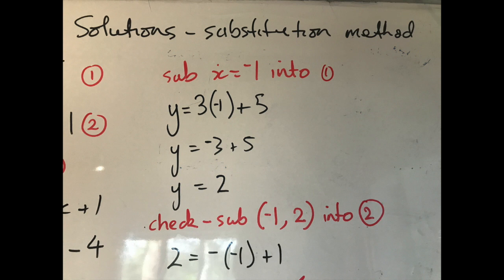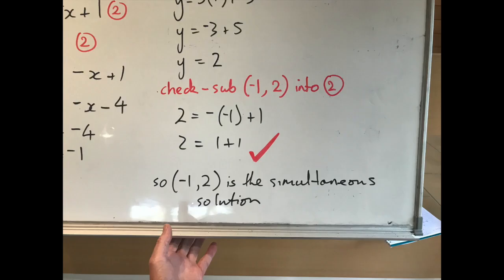So once I've found the value for either the x or the y, I put it into either one of the equations, and that will give me the other coordinate. So I've figured out that (-1, 2) should be my simultaneous solution, should work in both equations. I've already tested it in equation 1, so now to check it, I put it into equation 2. Substituting it into equation 2 checks out all good, and so I can say for sure that my simultaneous solution is the point (-1, 2).